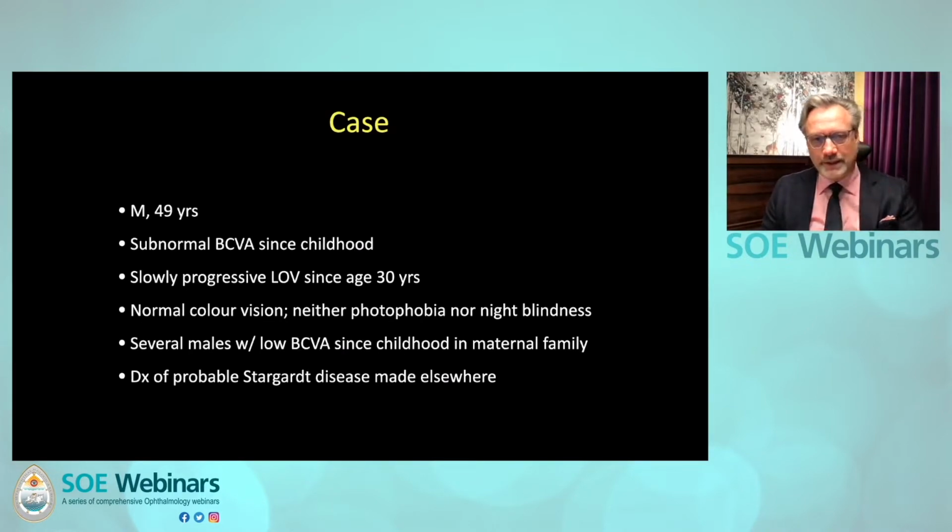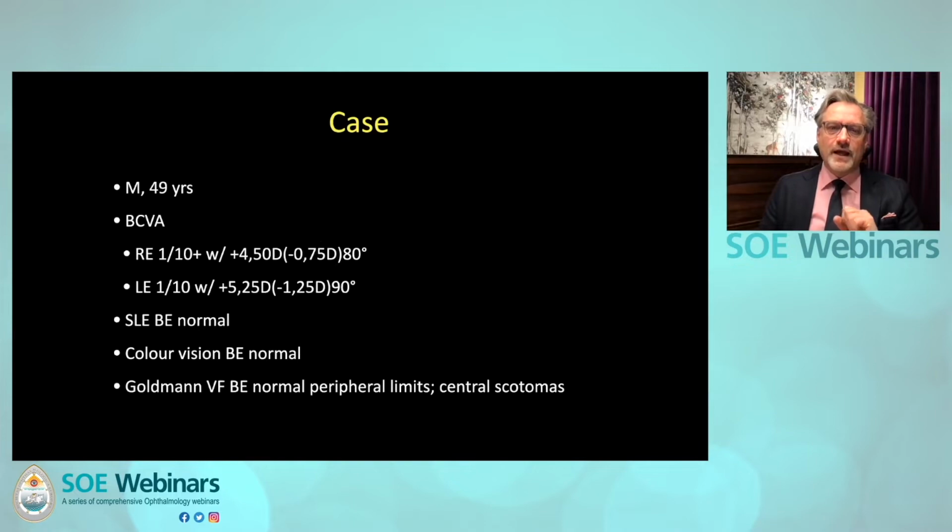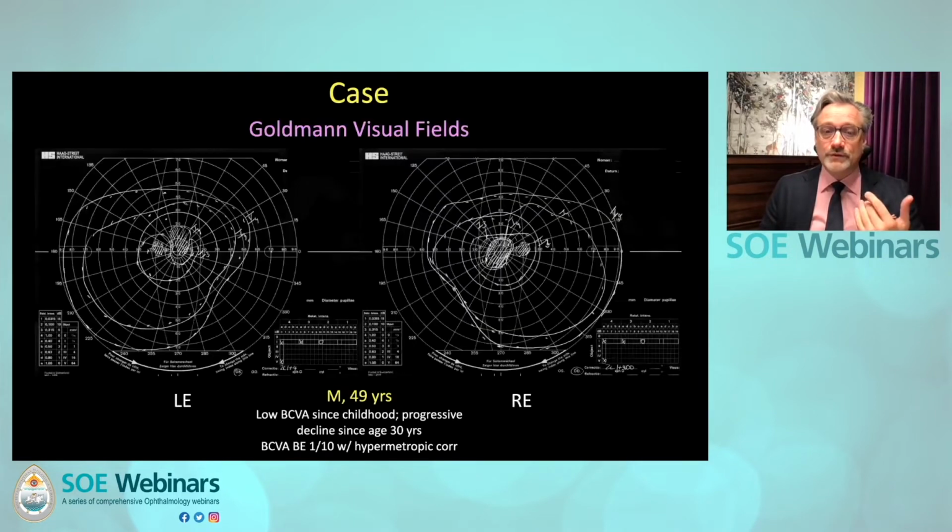But let's look at a case, a 49-year-old gentleman who's never been perfect as far as vision is concerned, and he's complaining of loss of vision lately. He's worried about his son's future. In his pedigree, you can see that there's potentially X-linked disease. This is him, best corrected visual acuity 1.0 in both eyes. You can see on the Goldmann that centrally there's a scotoma.